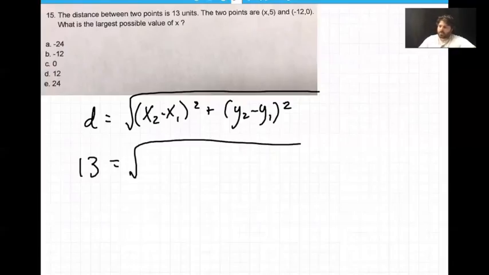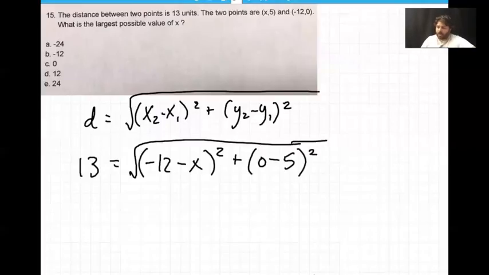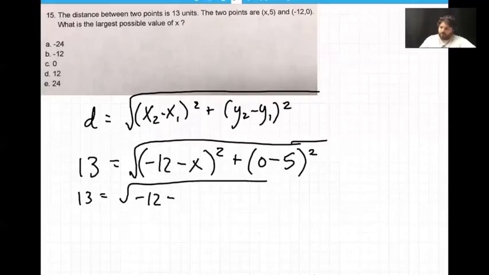Okay, we've got a big square root sign. x2 is -12 minus x, that's our first x value, squared, plus y2 minus y1. y2 is 0, minus y1 is 5. And square that. Okay, so we get 13 is equal to the square root of (-12 minus x) squared, plus (-5) squared is 25, all square rooted. There we go. Sorry, I forgot my parentheses.